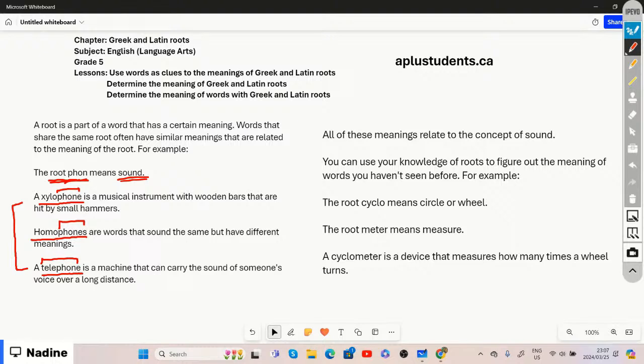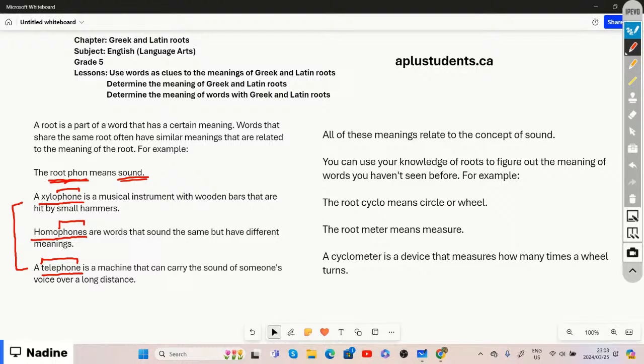And if we look at xylophone, xylophone is a musical instrument with wooden bars that are hit by small hammers, right? So a musical instrument which produces sound, right? And it produces different types of sounds based on whichever bar that you hit. It's almost like a piano, that whichever note you press, you'll get a different tone or sound to it. Now that is the same with the xylophone. Whichever bar you hit, you basically hear a different type of sound, right?